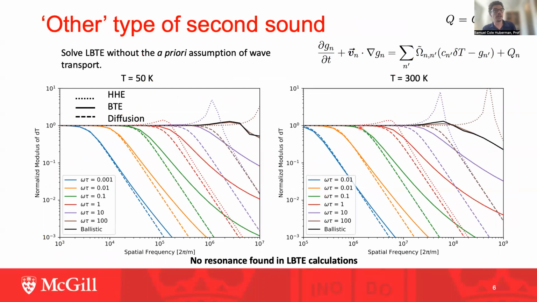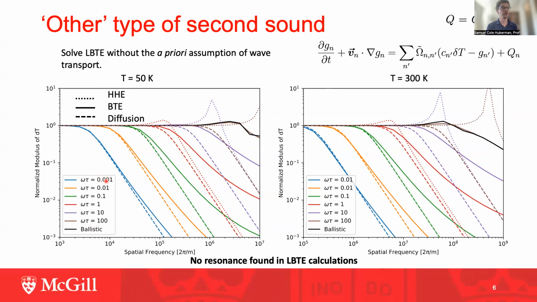So that leaves this other type of second sound that was used as a catch-all by Hardy and ultimately requires solving for a given geometry the linearized Boltzmann transport equation without making an assumption about a wave-like solution to that geometry. So we can do this, and we're doing it for a case of a point source in space and a periodic heating in time. We're looking at two temperatures here, and we're looking at the solutions from the hyperbolic heat equation, the linearized Boltzmann transport equation, and the diffusion equation for different heating frequencies.